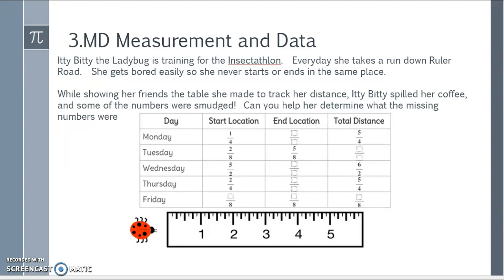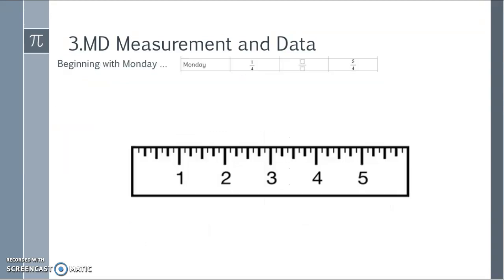So I have a ruler down here for us, and I have our chart. So we're going to start with Monday. Recall that the first column is start, the middle is end, and the last is total. So on Monday, we start at 1/4. We don't know where we end, but we know that we went a distance of 5/4. So we need to go to the part where our number line is broken into equal parts of 4. So 1/4, 2/4, 3/4, 4/4.